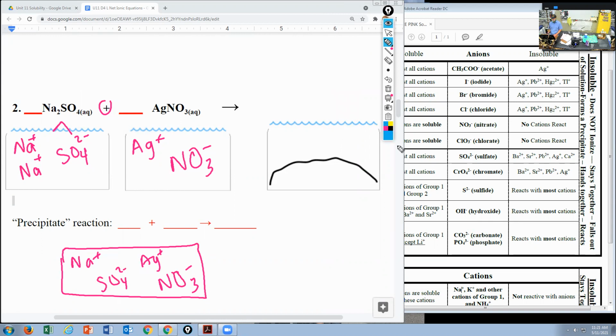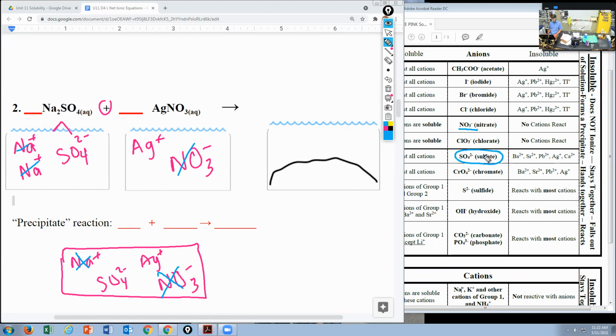Well, if we review and take a look at nitrate, remember, nothing ever reacts with nitrate. So nitrate's going to be out. It's not going to react. It's going to just stay floating around. Sodium also isn't going to react. So those are out. So let's just look and see if the silver and the sulfate react.